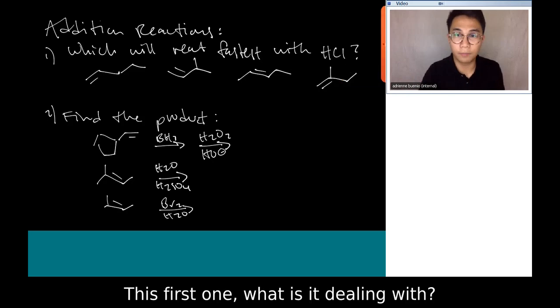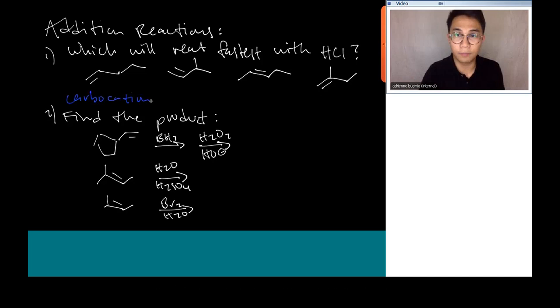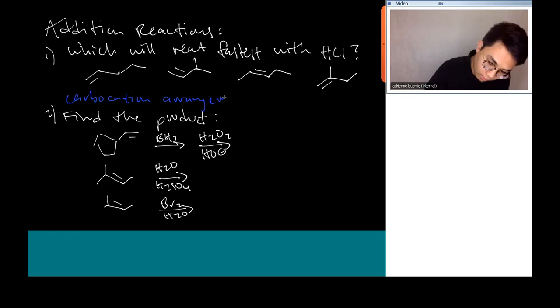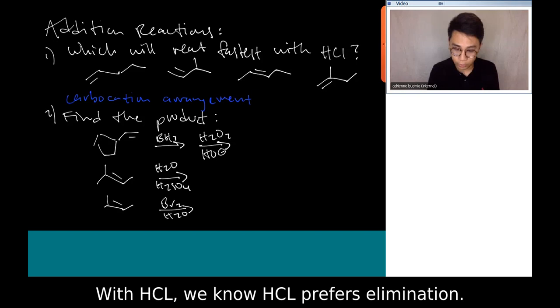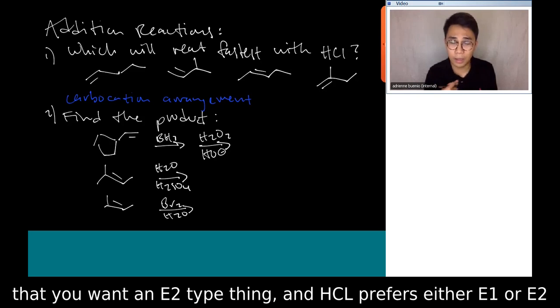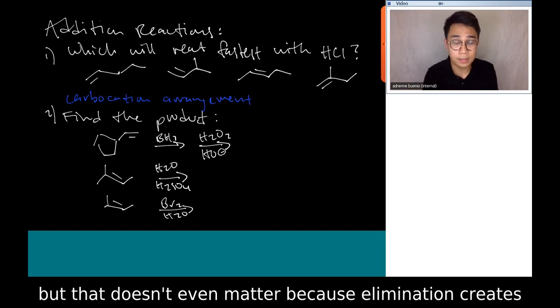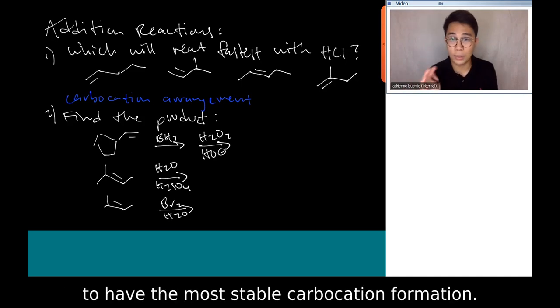Okay, first things first, this first one, what is it dealing with? Carbocation arrangement, right? And how do we know that? With HCl, we know HCl prefers elimination, right? This is what we were talking about, the E1 and E2 type thing. But that doesn't even matter because elimination creates carbocations, and carbocations want to have the most stable carbocation formation, right?